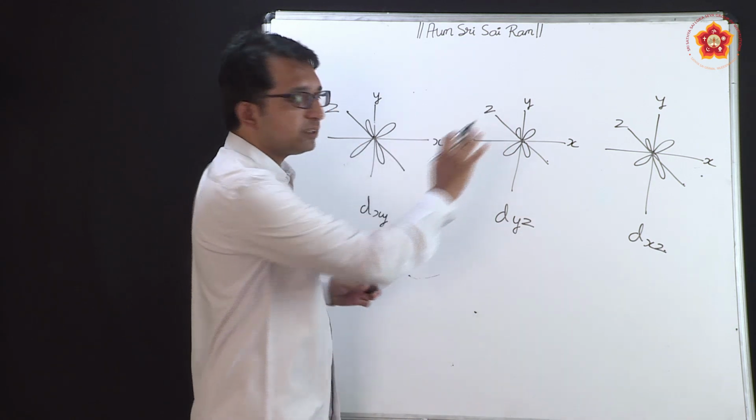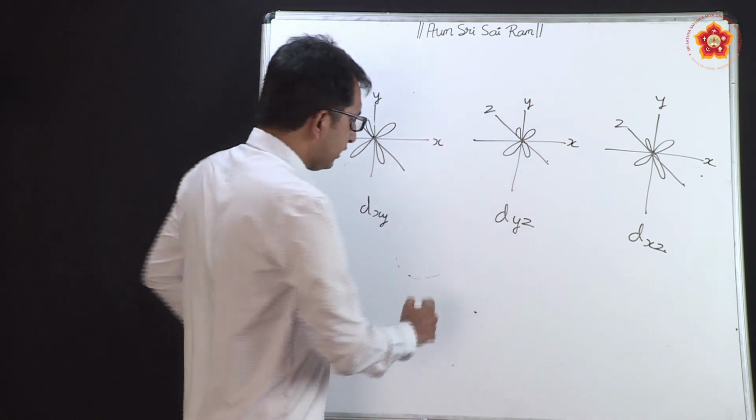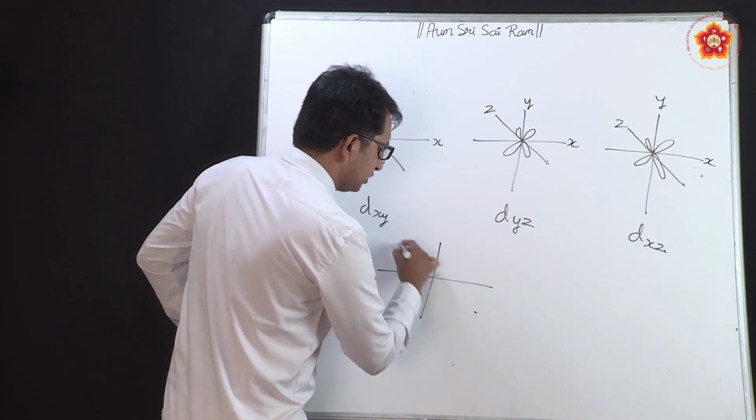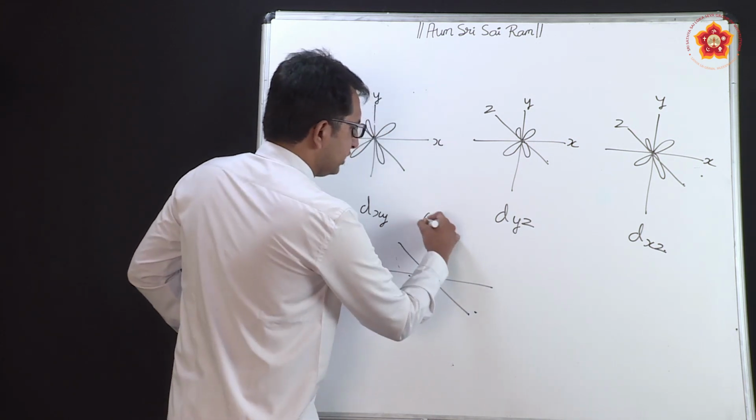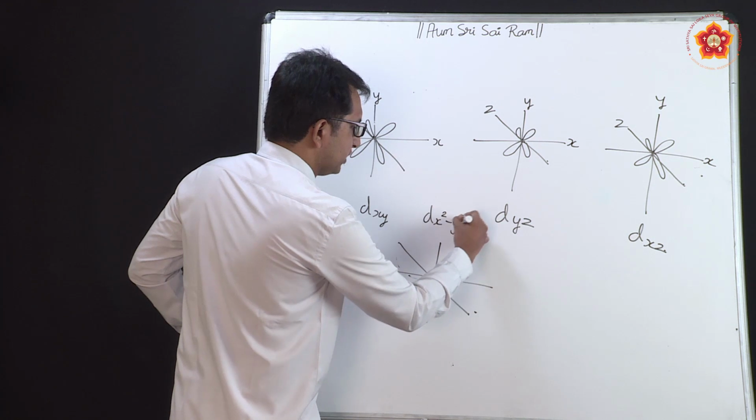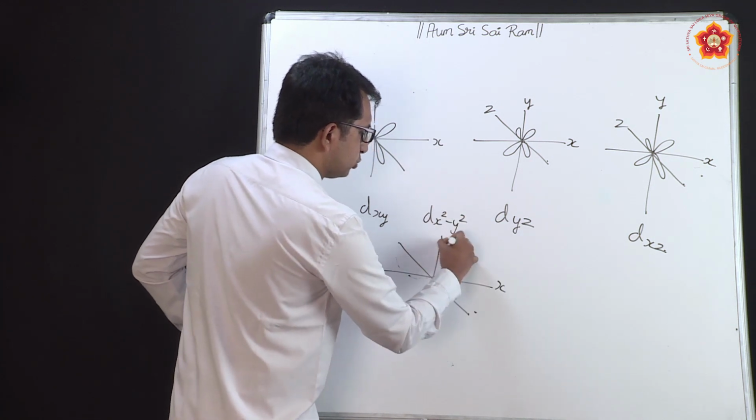This is how we wrote these three orbitals. But then there were another two types of orbitals also. Which were those other two types of orbitals? It was named as dx square minus y square. Now what is this dx square minus y square?